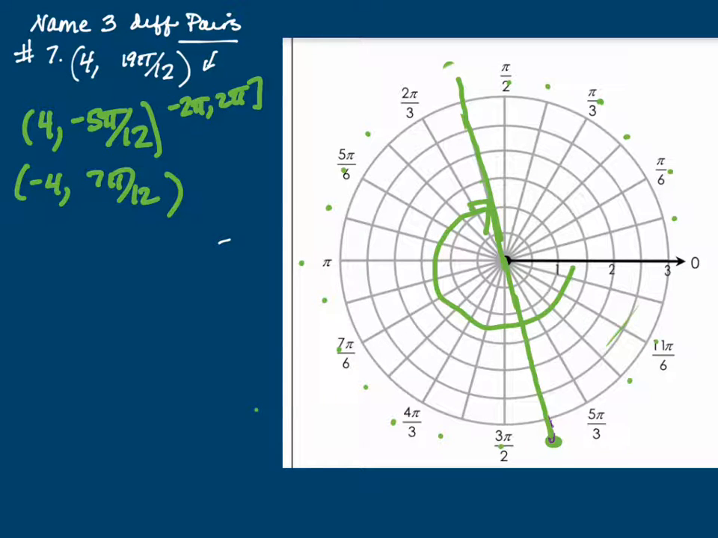Okay, and that would be 1, 2, 3, 4, 5, 6, 7, 8, 9, 10, 11, 12, 13, 14, 15, 16, 17. It's just the easiest. Negative 4, 17 pi over 12. Negative 17 pi over 12. So I think that's the 3 more that you need. And you see how I did that with the unit circle. All right, moving on to number 8.